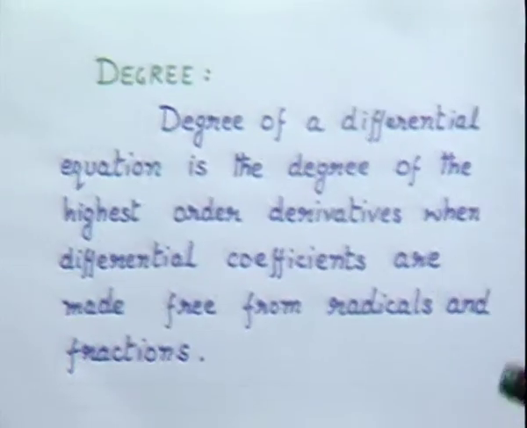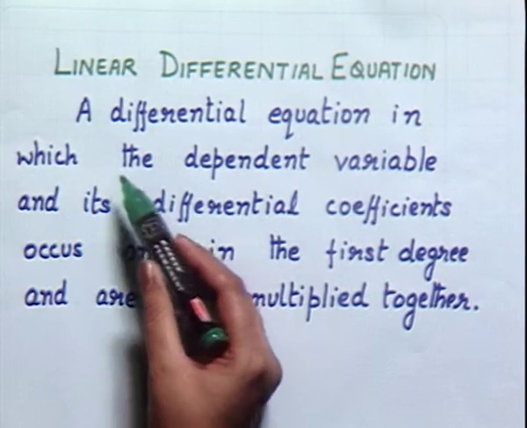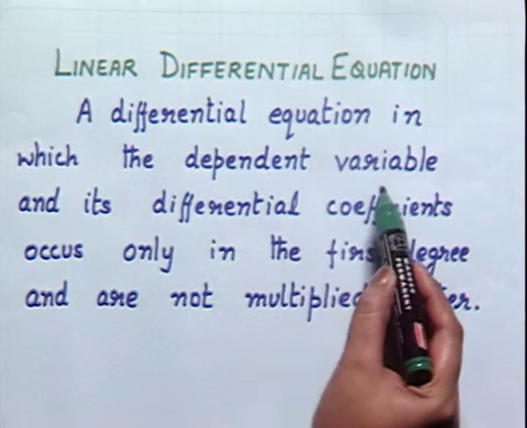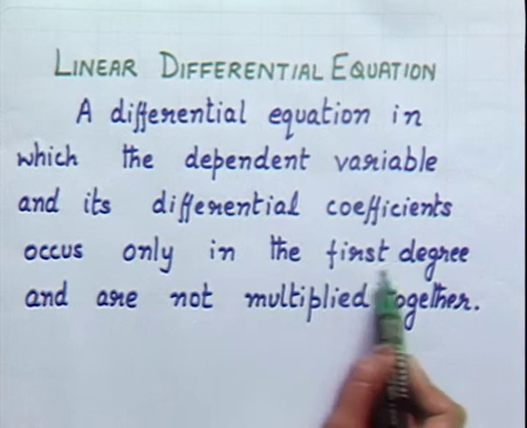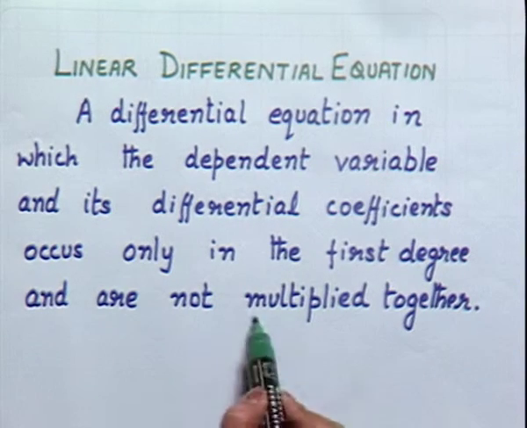The definition says that a linear differential equation is an equation in which the dependent variable and its differential coefficients occur only in the first degree and are not multiplied together. Not multiplied together means if you are talking about the function or equation being linear in y, then y and dy or dy by dx should not be multiplied together. The variable y should not occur in powers more than 1. So, you should not have any terms like y square or sin y appearing in the equation.